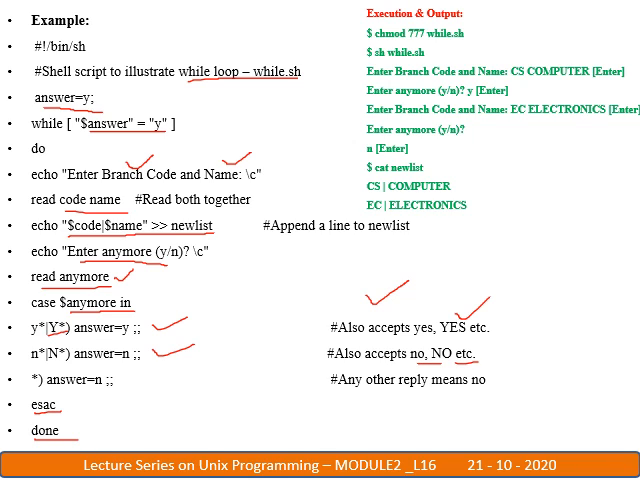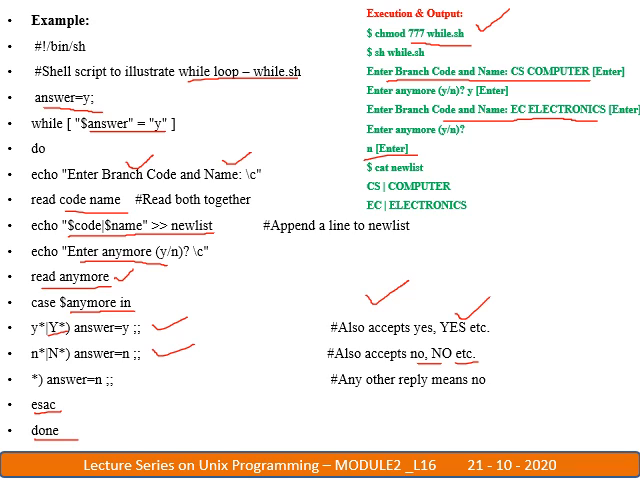Here you can see the compilation and the output of the program. When you execute, it first needs to be set with execute permission. It will ask the user when you execute. For example, here we have written cs and computer as a branch code. If you want to enter any more, if I press enter, then again it will ask the user for another branch code and name. Then if you press no, then what needs to be done?